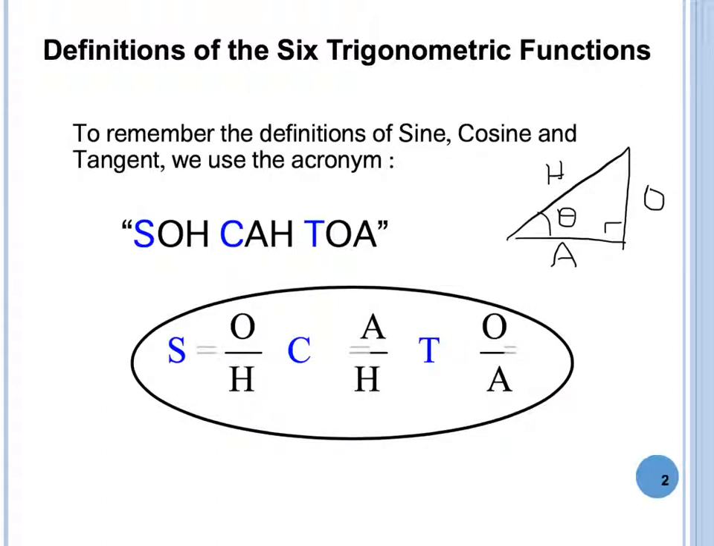And this helps us establish the ratio of the sides to give us the sine, cosine, and tangent. The sine of the angle is the ratio opposite over hypotenuse. Cosine of the angle is adjacent over hypotenuse, and tangent of the angle is opposite over adjacent. And we can recall this using SOHCAHTOA.